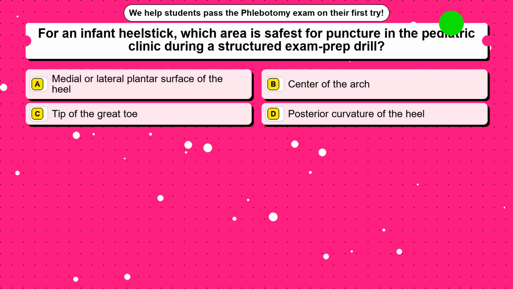Question 49. For an infant heel stick, which area is safest for puncture in the pediatric clinic during a structured exam prep drill? Option A, medial or lateral plantar surface of the heel. Option B, center of the arch. Option C, tip of the great toe. Option D, posterior curvature of the heel.